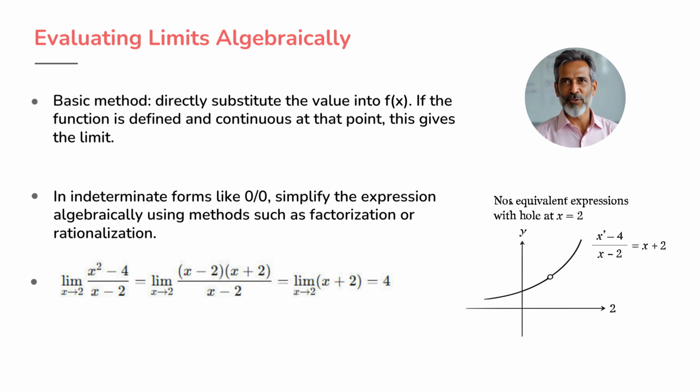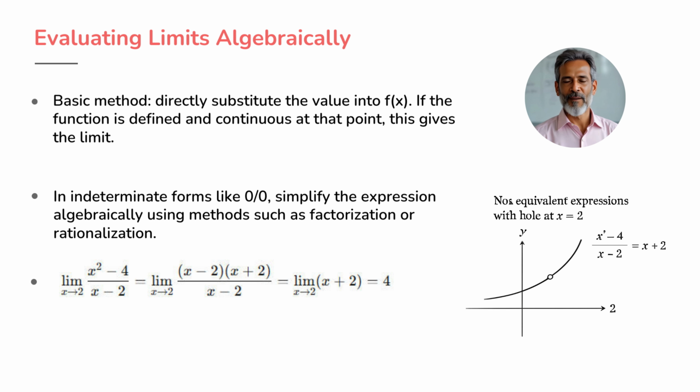But what if substituting causes a tricky expression, like 0 divided by 0? This is called an indeterminate form, and direct substitution won't help here. In such cases, algebraic simplification comes to the rescue, with techniques like factorization or rationalization.